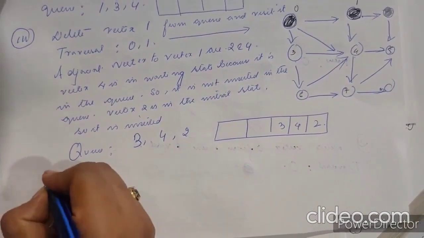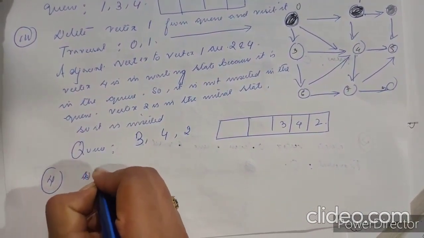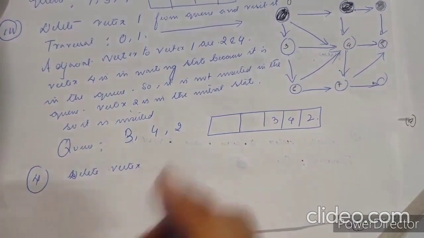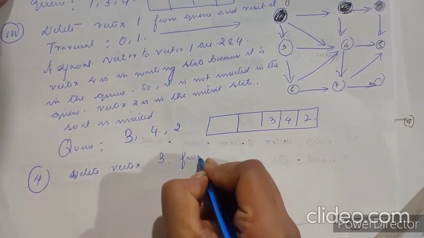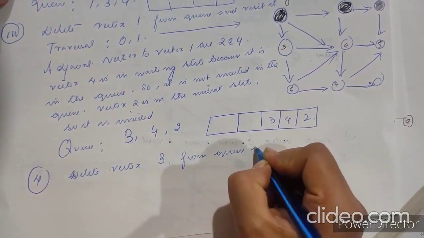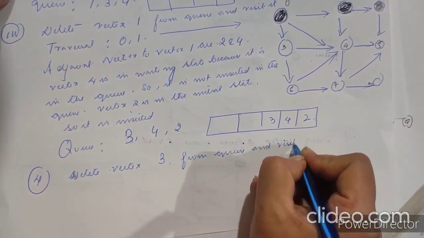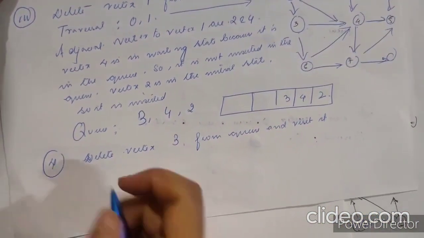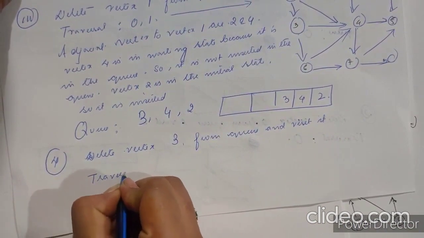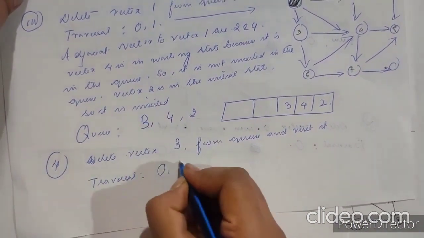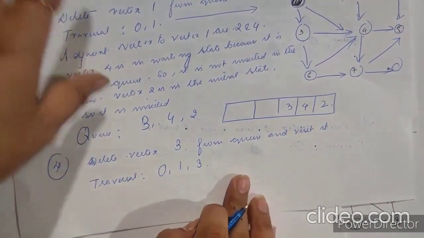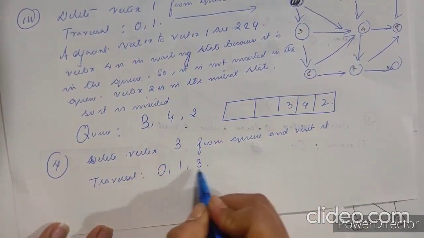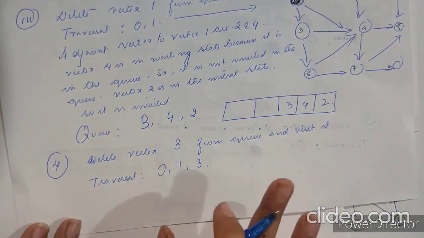Again, fourth, delete. So the next step is delete, right? What is the next vertex we have to delete? 3. So delete vertex 3 from the queue and visit it. So you can see that now the traversal will be 0, 1 and 3, right? So 0, 1 and 3 will be highlighted with black.